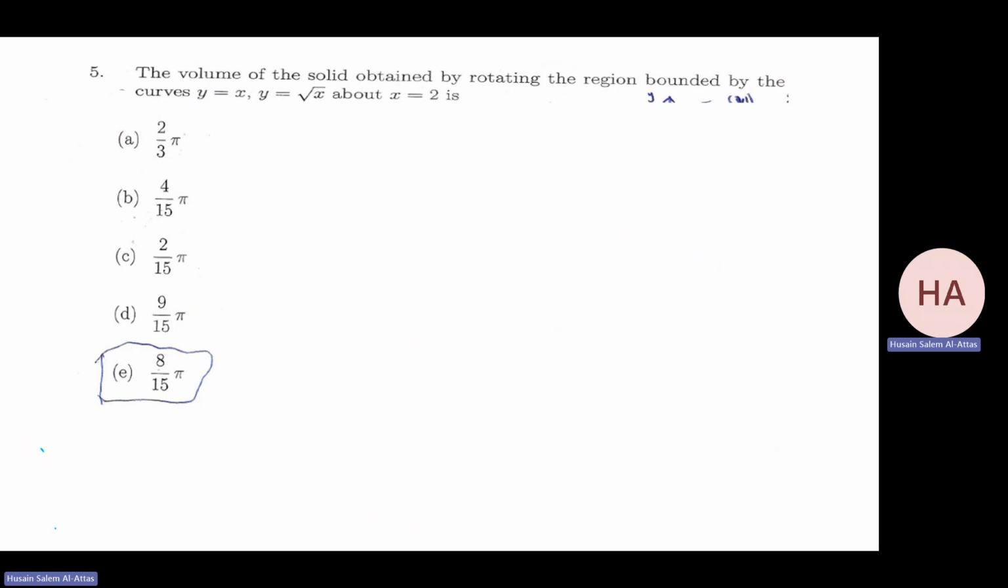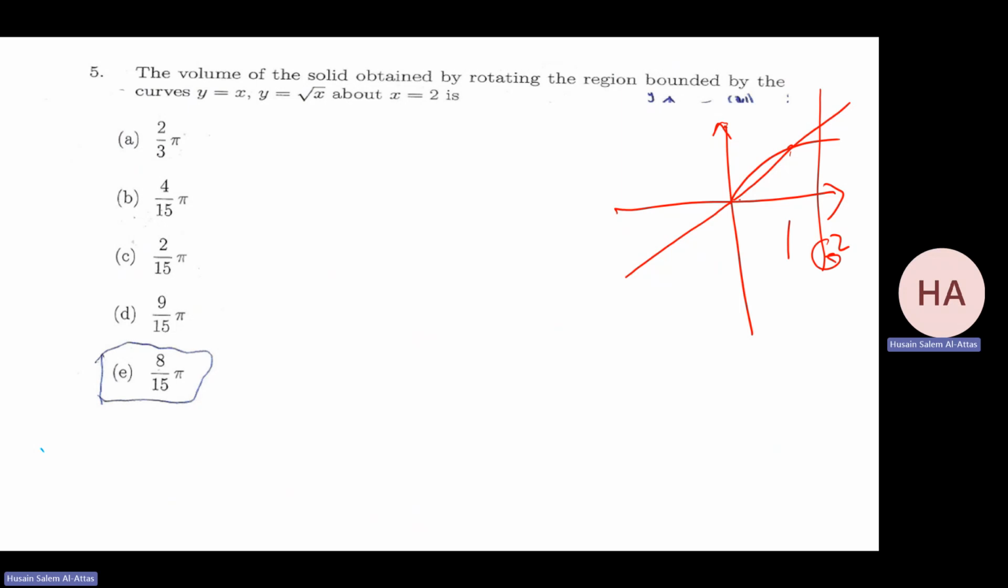Now about this one. Graph the functions y equal x and y equal square root of x. This is square root of x. This is y equal x. And about what? This is the intersection at 1. I have x equal to 2, this is my axis. Don't forget the intersection at 1, 1. Very clear. No need to do that.